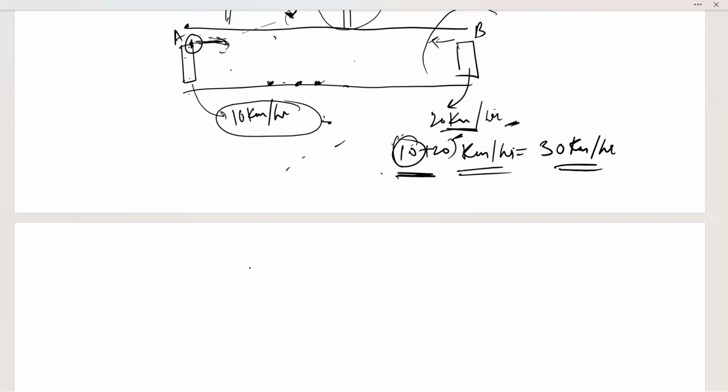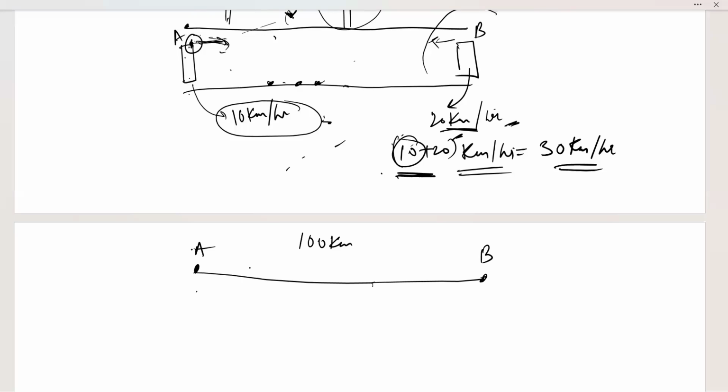Now let's look at this phenomenon mathematically. So imagine this track length is, let's say, 100 kilometers. Okay, and A is here. This is A, and this is B.